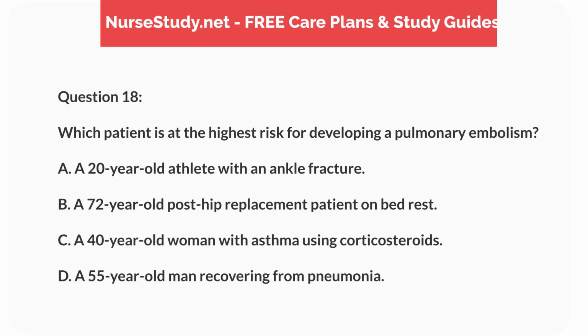Question 18. Which patient is at the highest risk for developing a pulmonary embolism? A. A 20-year-old athlete with an ankle fracture. B. A 72-year-old post-hip replacement patient on bed rest. C. A 40-year-old woman with asthma using corticosteroids. D. A 55-year-old man recovering from pneumonia.